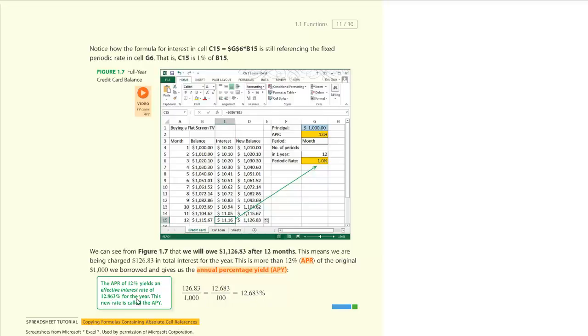Obviously a typo over here. So 12.683 is our annual percent yield. That's the effective interest rate that we pay for this money. So in effect, when this actually happens over 12 months, we actually end up paying 12.683% instead of just a flat 12%. And that's it for chapter 1.1.